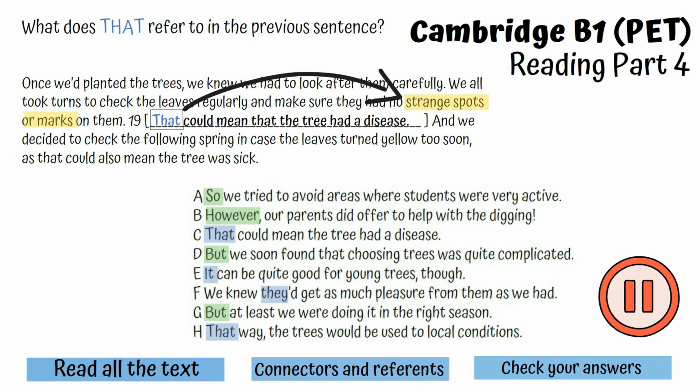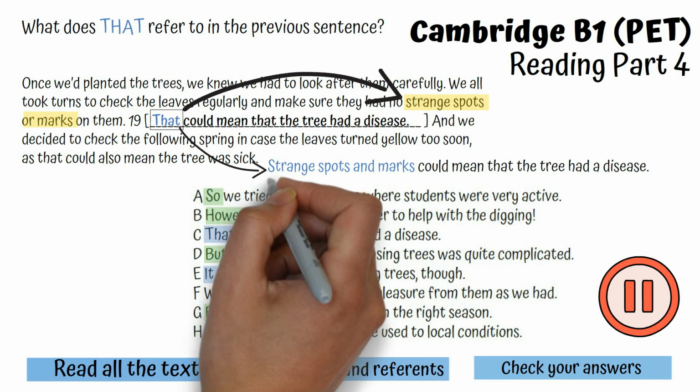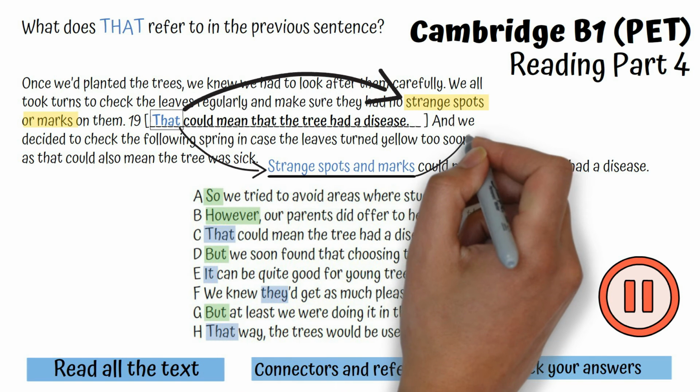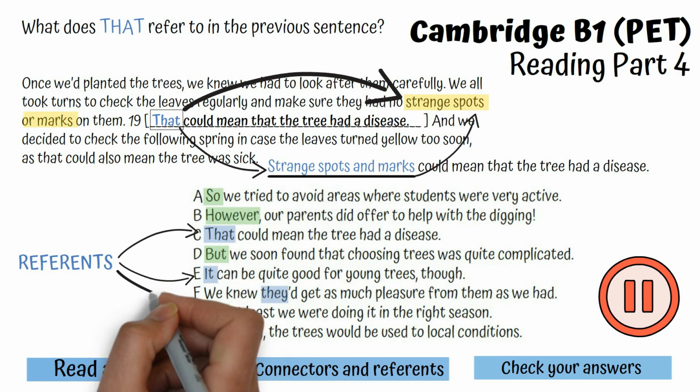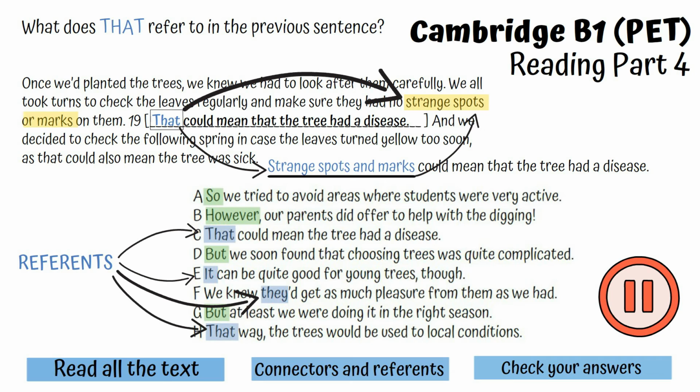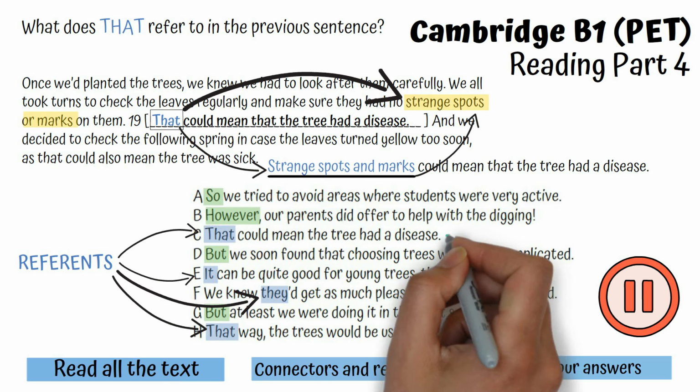Well, let's check. Strange spots and marks could mean that the tree had a disease. Does this make sense? Yes, it does. That is used to refer back to strange spots and marks from the previous sentence. It's very important that when you or your learners work on this activity, you try to understand what these referents refer back to in the previous sentence. If you can find something that makes sense, then it's probably the correct answer.